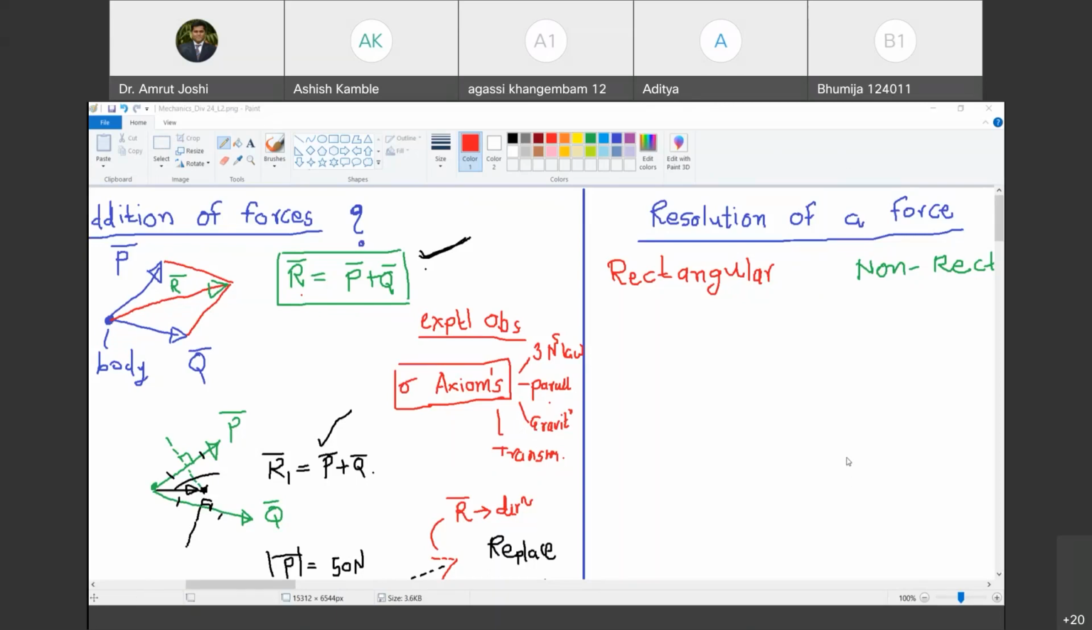Okay. Now we are going to learn a new concept, which I am sure you have done, but not in the context in which we are going. This is resolution of a force. Are you with me? Yes, sir. So in resolution of a force, I start asking myself an inverse question.